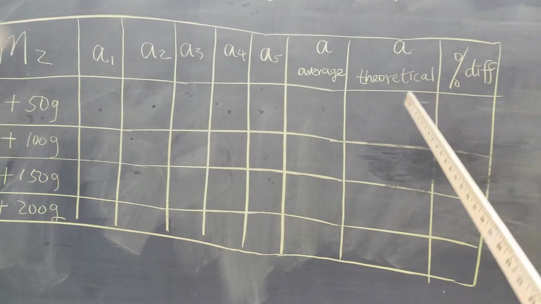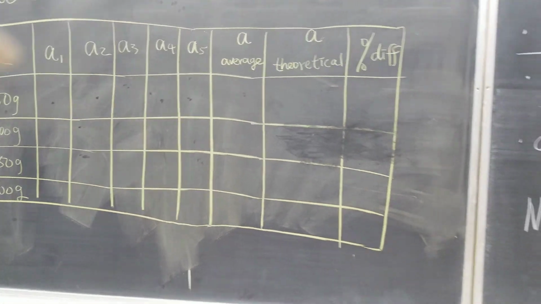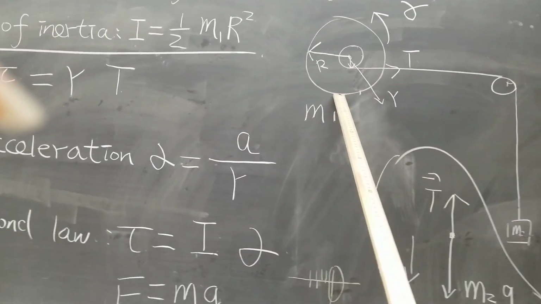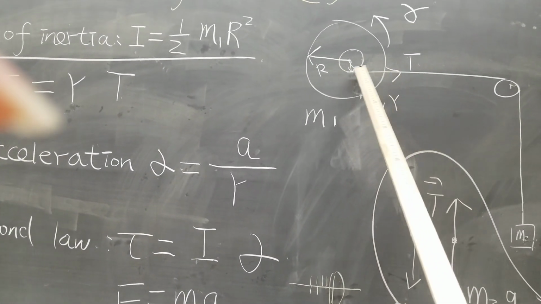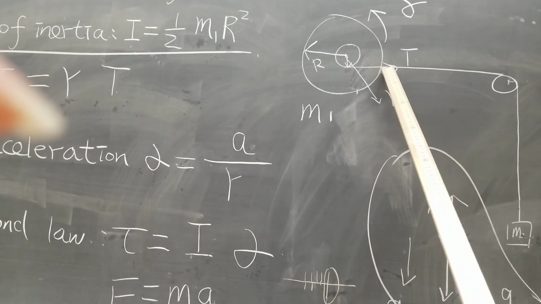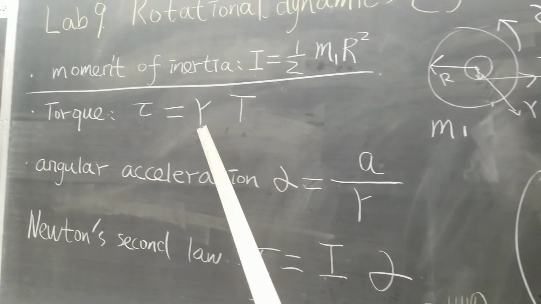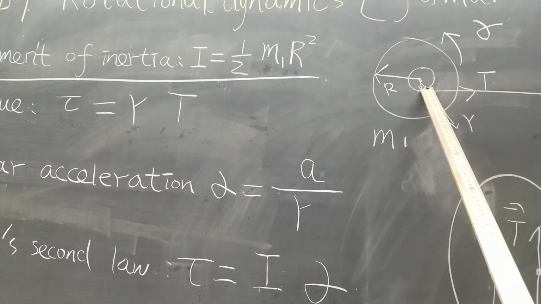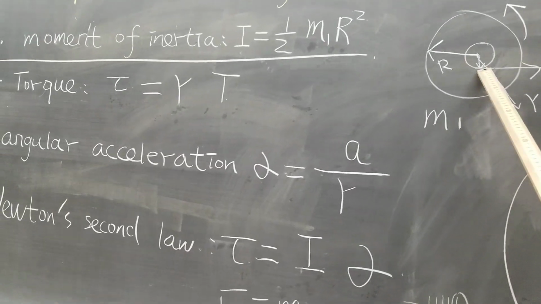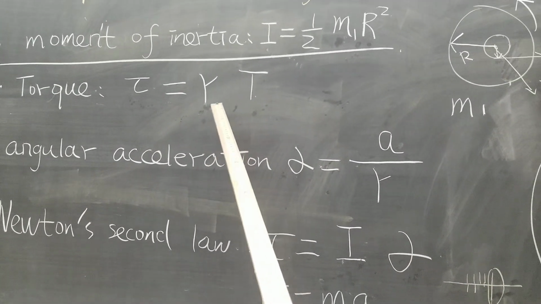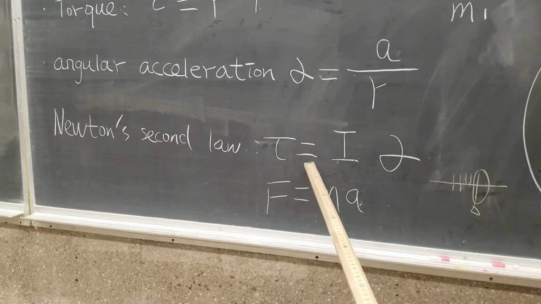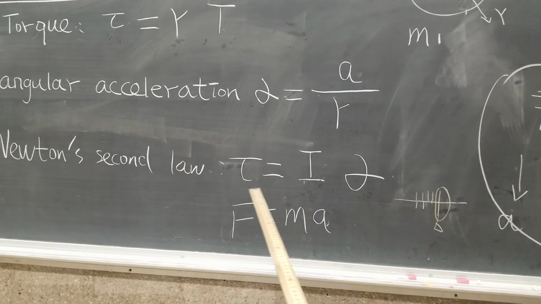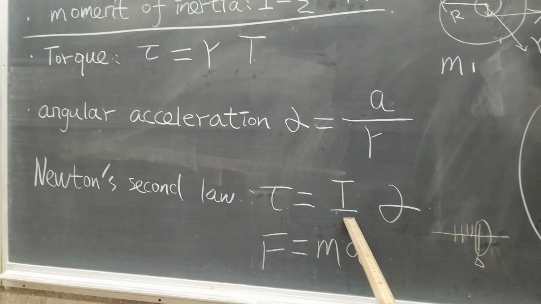Theoretically, we can also predict the acceleration based on rotational dynamics. So here is a top view of the disk, and this is the string, and there is a tension in the string, and this tension is going to create a torque, and the torque is rT. r is the distance from the center to the string, the radius of the small circle. Because of that torque, according to Newton's second law, the disk is going to accelerate. Here alpha is the angular acceleration, this is the torque, and I is the moment of inertia.